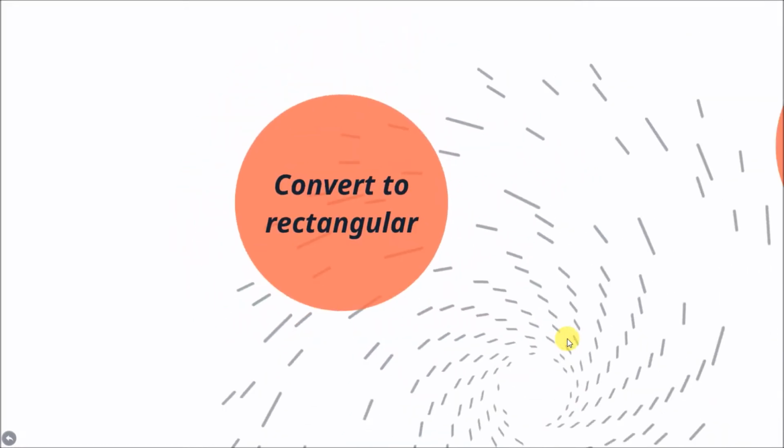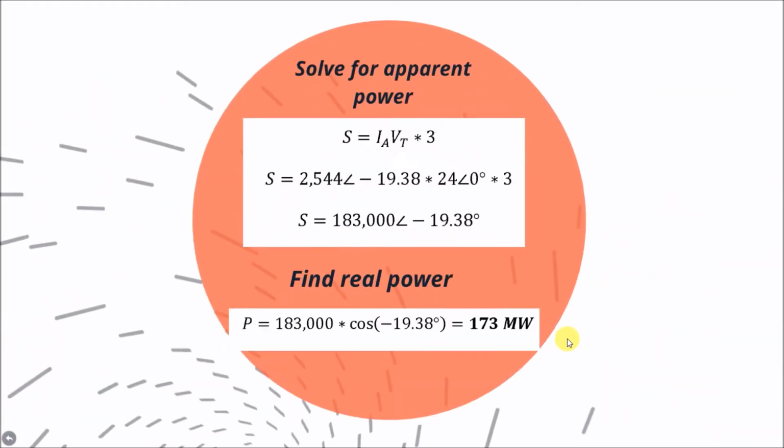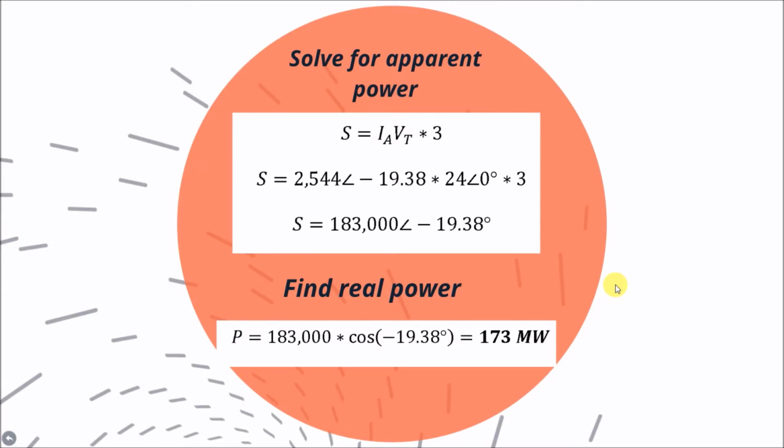So now that we have the phase current, or armature current, through the generator, you can use the apparent power formula to calculate apparent power at the terminal. You need to multiply by 3 to get the power of all 3 phases, since the current and terminal voltage are given as per phase. The real power component is only the cosine theta component, so you must multiply the phasor value of 183,000 by the cosine of negative 19.38 degrees to result with 173 megawatts as the final answer.